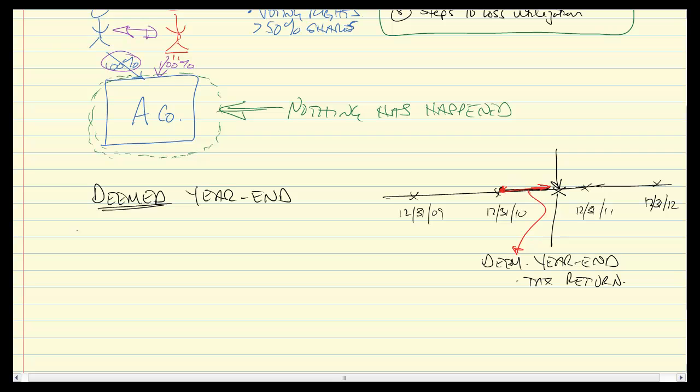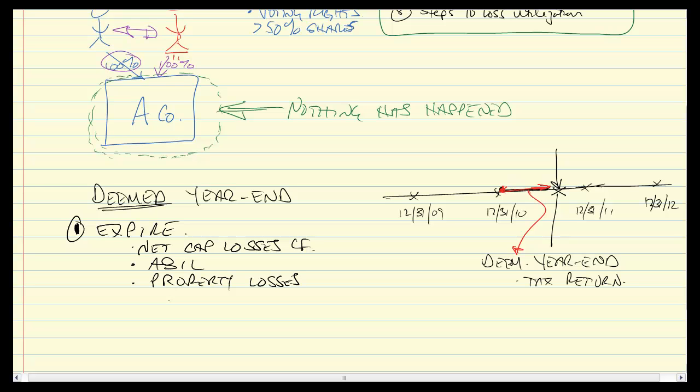So what are the things that they impose here? Well, first of all, they say that we are going to expire basically everything. So net capital losses carried forward, gone. Allowable business investment losses that you have existing, gone. Property losses, gone. Donations that you have not yet been able to deduct under Division C, or have not yet deducted under Division C, gone.